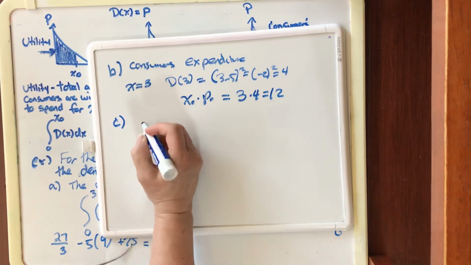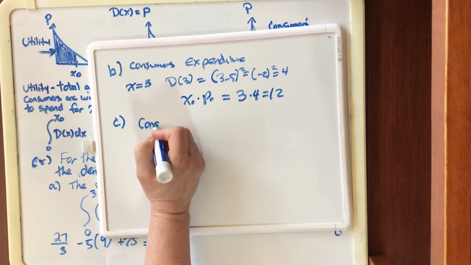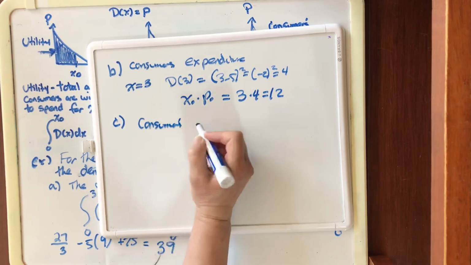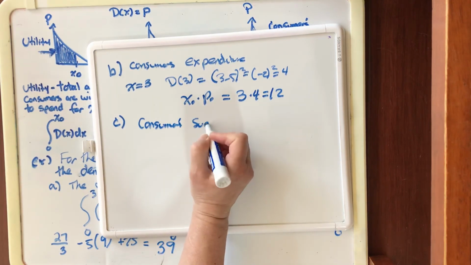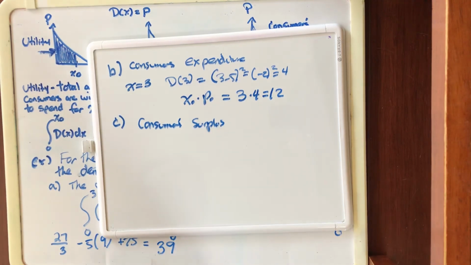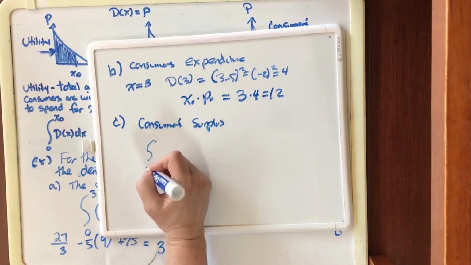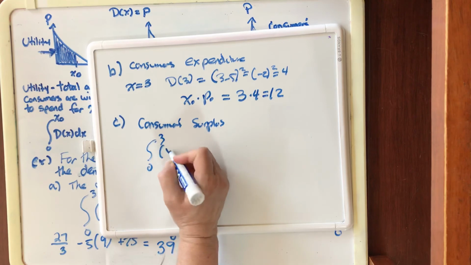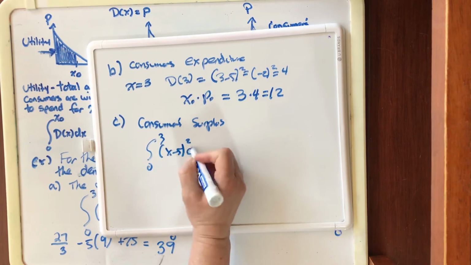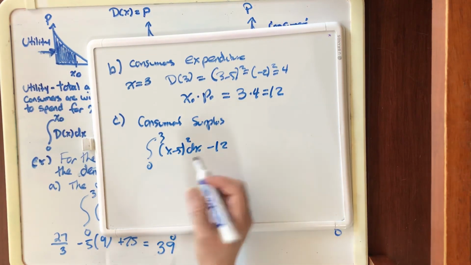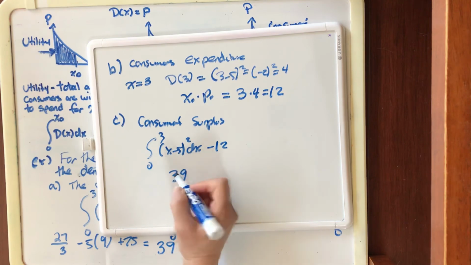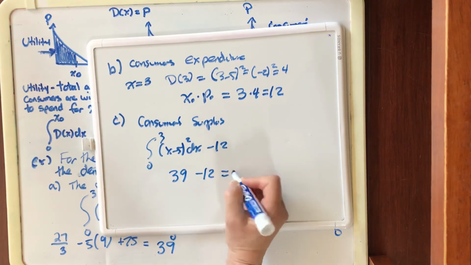Okay, and last part of our question, consumer surplus. Remember, for the consumer surplus we subtract the two. So we're integrating from 0 to 3 of X minus 5 squared dx minus 12, which is 39 minus 12, which equals 27.